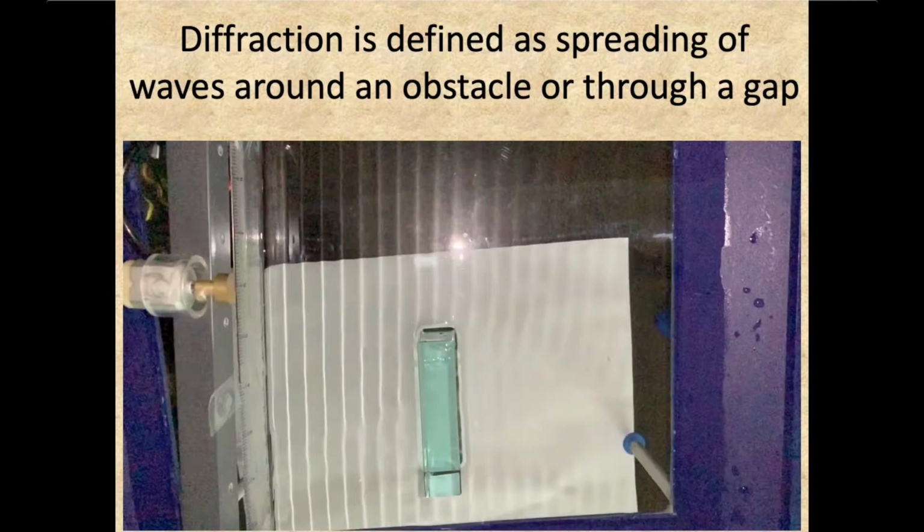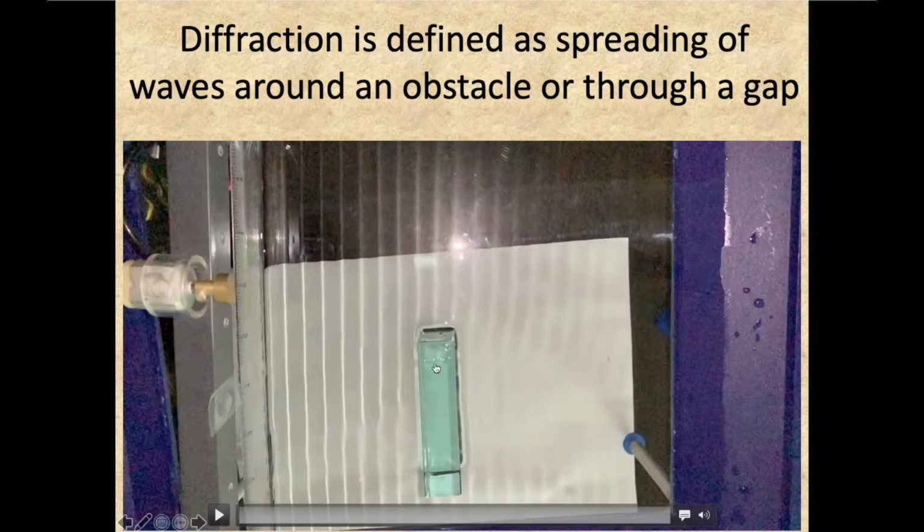So next we talk about diffraction. Diffraction is defined as spreading of waves around an obstacle or through a gap. Let's watch this. In my ripple tank, I placed an obstacle. This is actually a rectangular glass bar, and I've used it as a wall to block the path of plane waves that are approaching towards the right. Let's watch what happens.